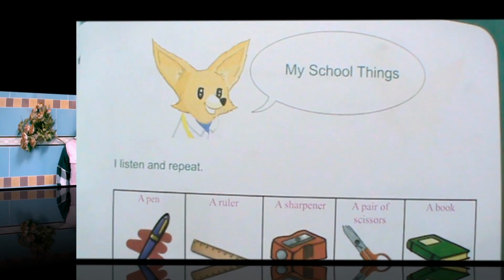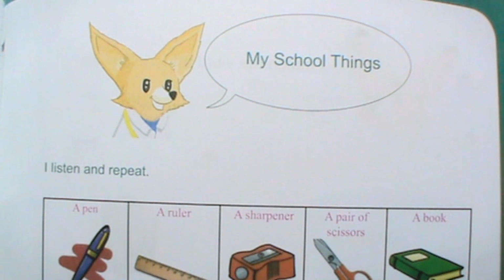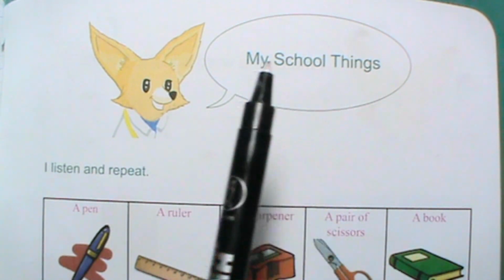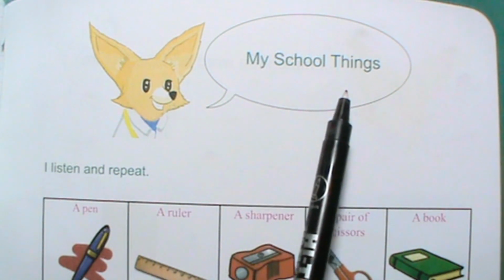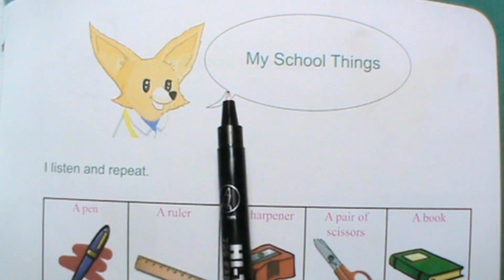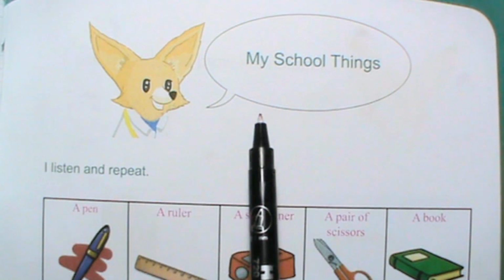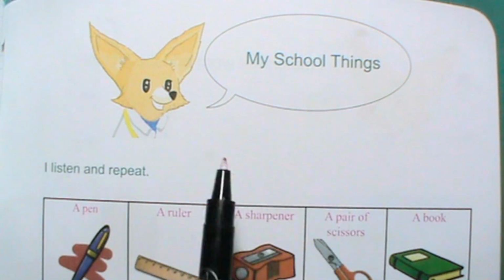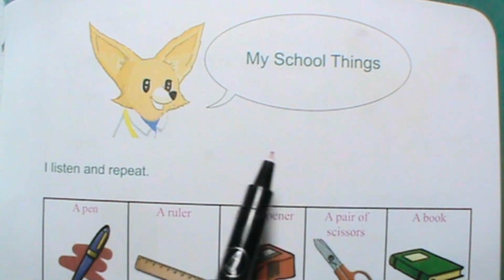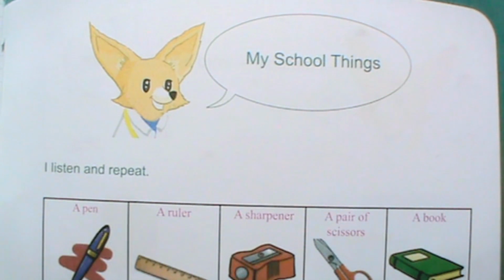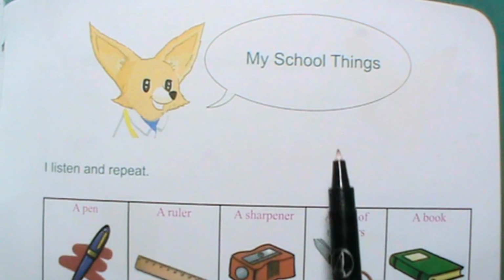Now we have the second lesson, page 17. The second lesson, my school things, or my school supplies. My school things and my school supplies have the same meaning, and it is أدواتي المدرسية.